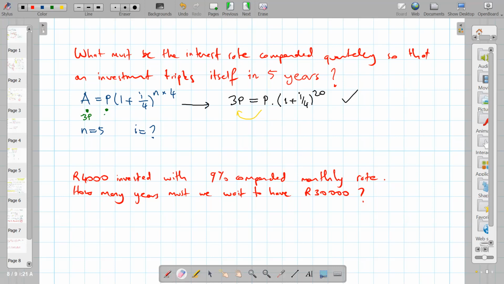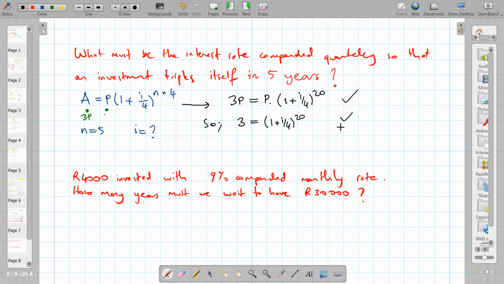So what could be the second step now? From here, we just leave I alone. Don't worry about the P's, because those P's will cancel each other. So what are we going to do? We divide both sides by P. Remember, it's the same story. So it becomes 3 is equal to 1 plus I over 4 to the power of 20.